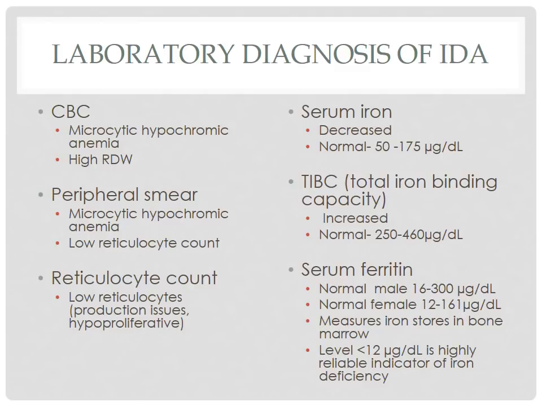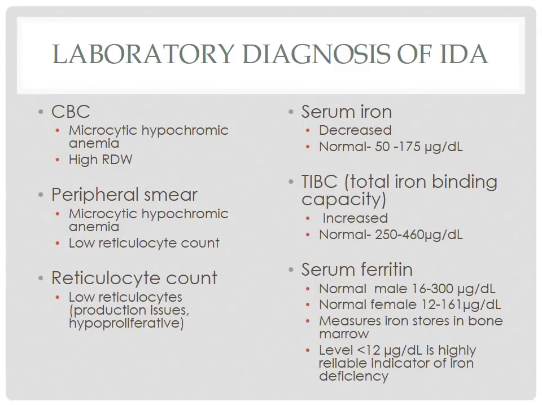Peripheral smear again will show that microcytic hypochromic anemia. You also will see a lower reticulocyte count. There will be some present, but it won't be high. And remember that reticulocyte count indicates that this is a production issue or a hypoproliferative issue.